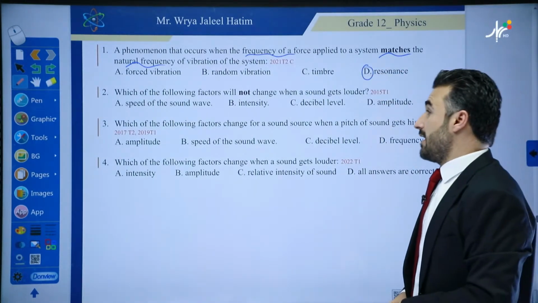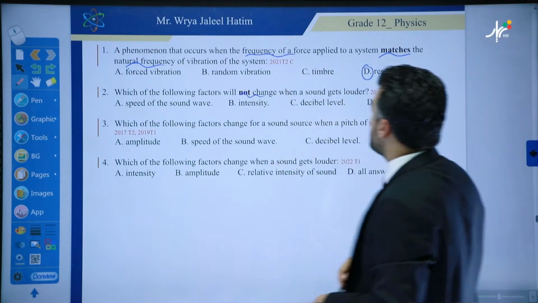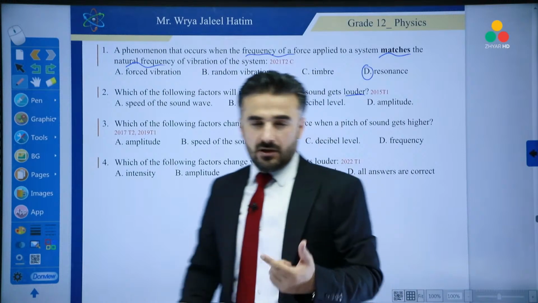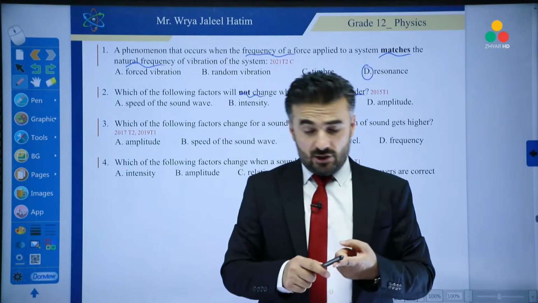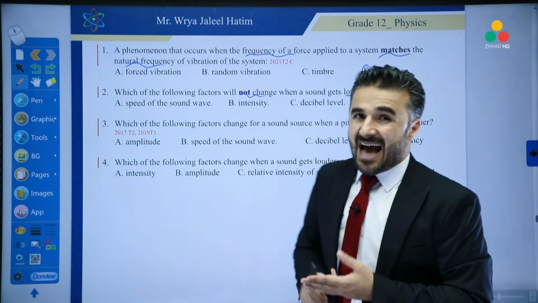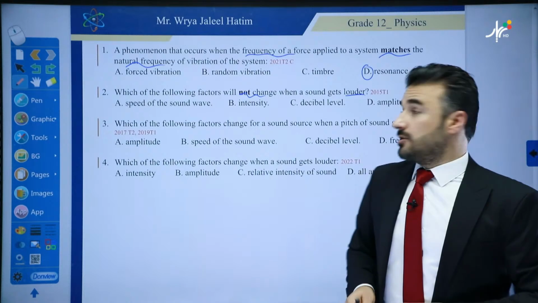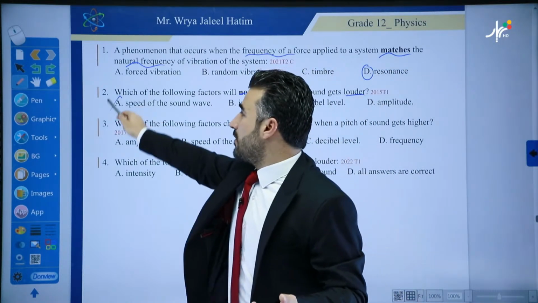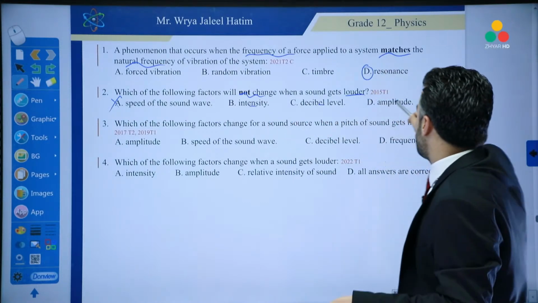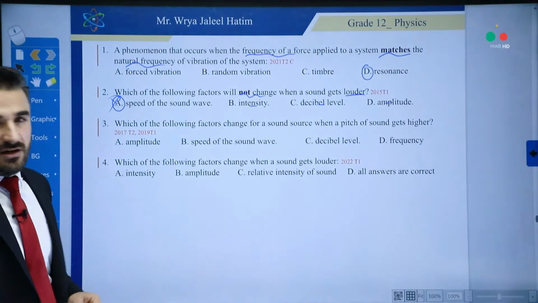Take a look at the second one. It says, which of the following factors will not change when a sound gets louder? Remember, when a sound gets louder, the intensity changes, the decibel level changes, and the amplitude will change as well. So any other things, regardless of these three, don't change. So we have speed of the sound. Remember, the speed of the sound doesn't change. What about the intensity? The intensity changes, the decibel level changes, the amplitude changes as well. So the correct answer that doesn't change is the speed of the sound.